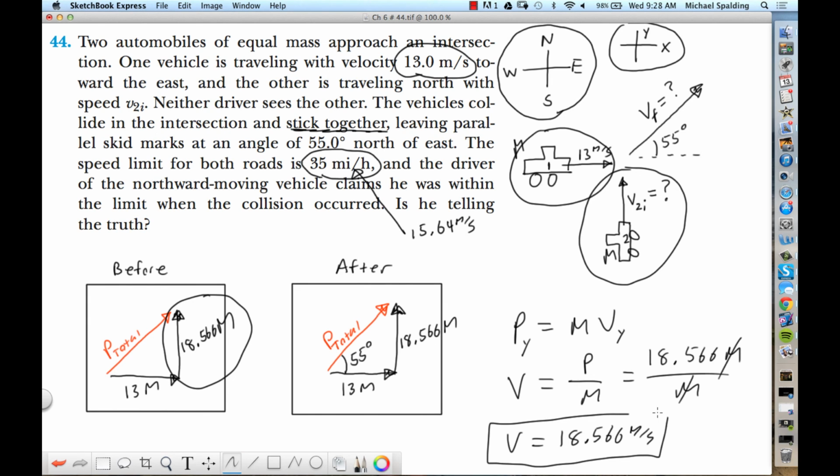What was the speed limit? 15.6. You guys get it? Does this make sense? Any questions on this? So basically the trick was figuring out the y momentum, because once you have the y momentum, you can figure out what the y velocity was.